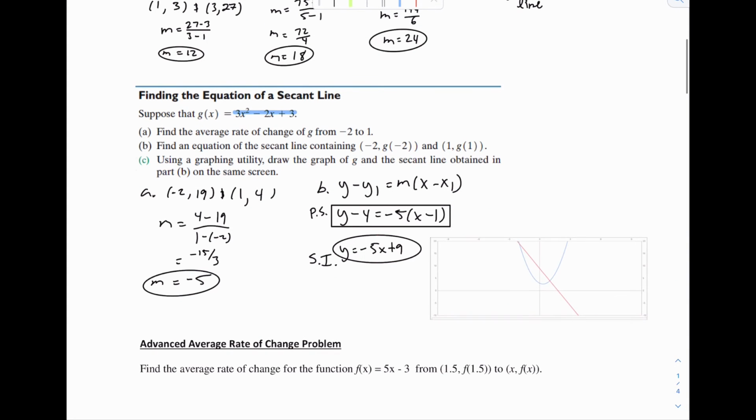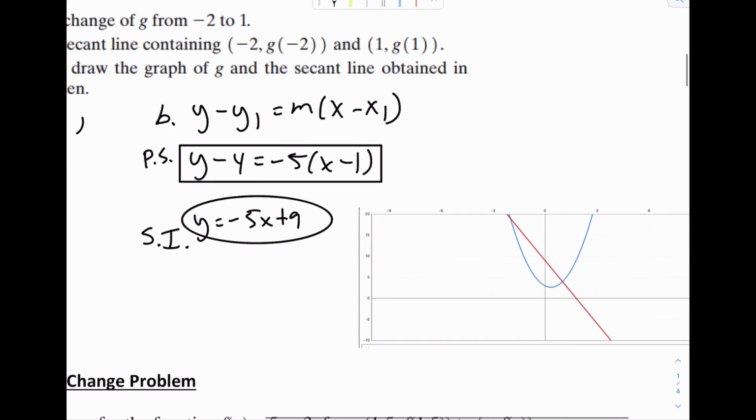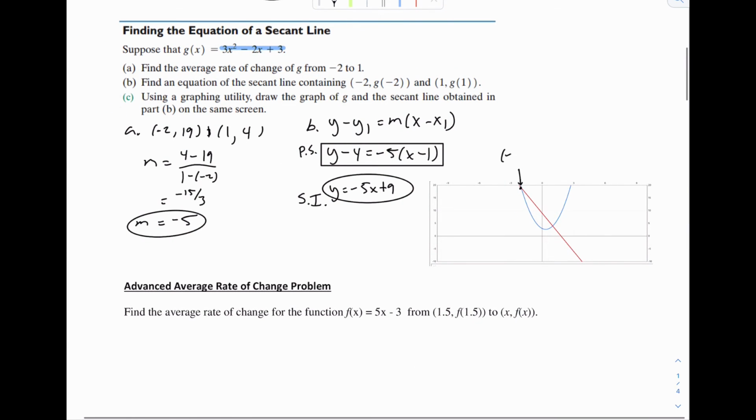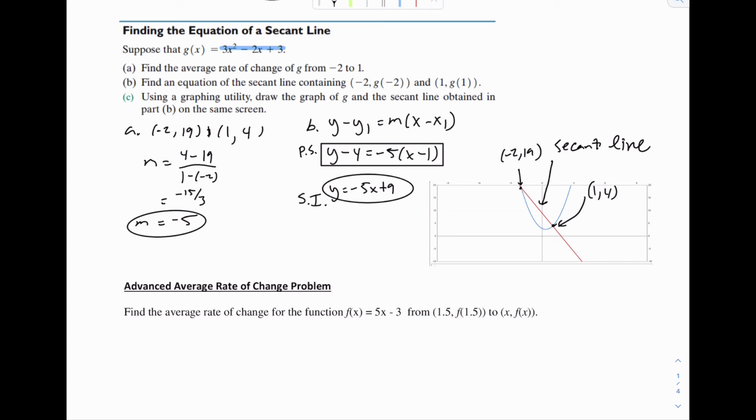Okay, so here is the graph. And this graph is pretty cool because we can see the 2 points of intersection right there. That one is (-2, 19). And this one right here, that one is (1, 4). And what we just found is a secant line right here. That's your secant line connecting them. And that equation is the two things we just found right there. All right, and that's it for that.